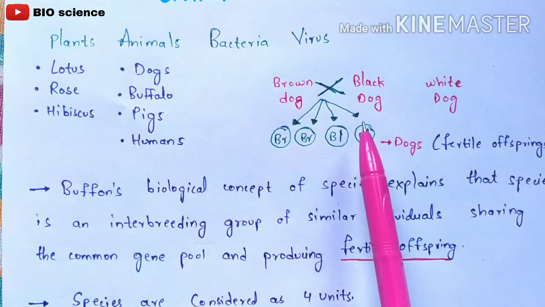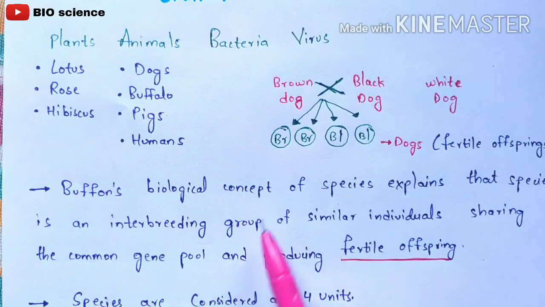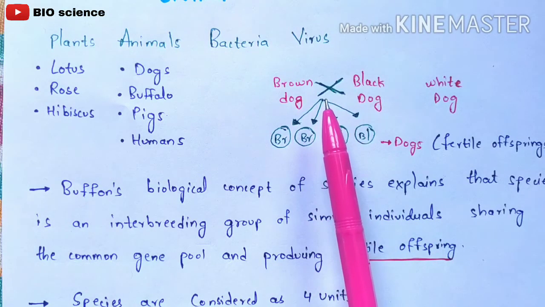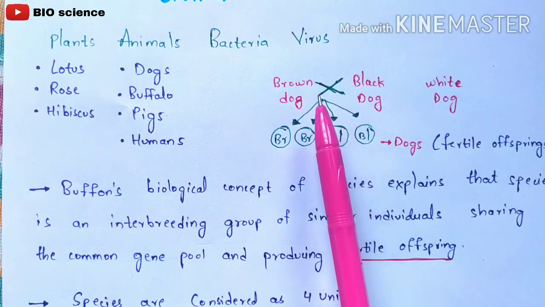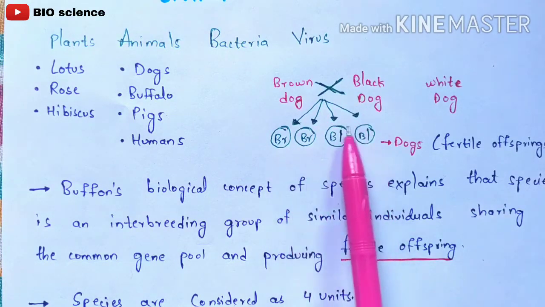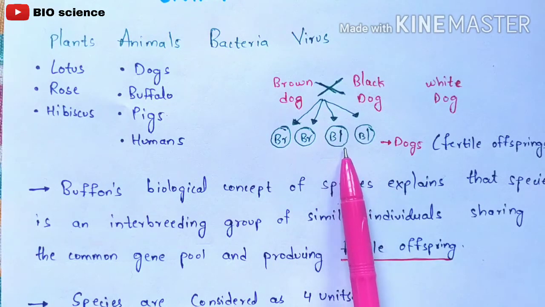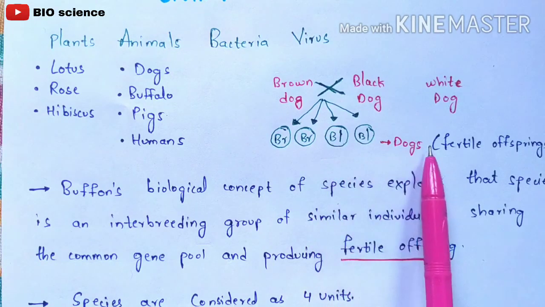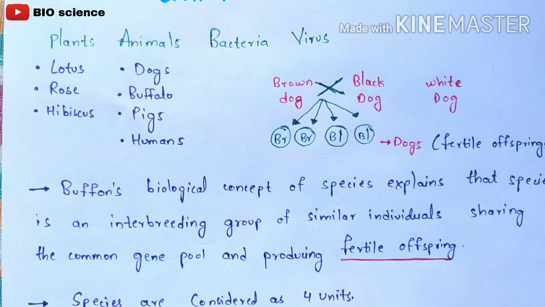So that's what I have explained here. They will share the common gene pool. So this is a common gene pool. It can be shared by the process of mating. Once the mating is done by both of these dogs, it leads to the production of these fertile offsprings. So all of these dogs which have been produced are fertile offsprings, right? So that's what is given by Buffon.